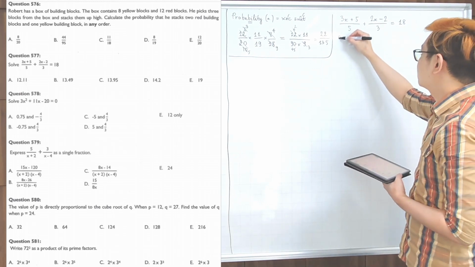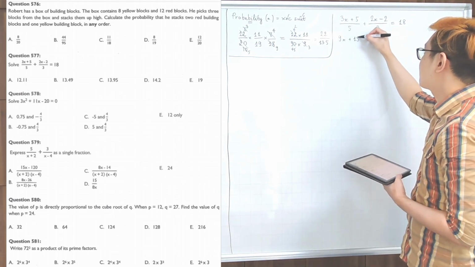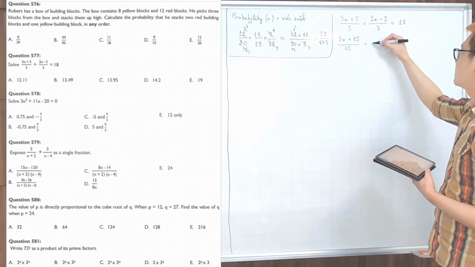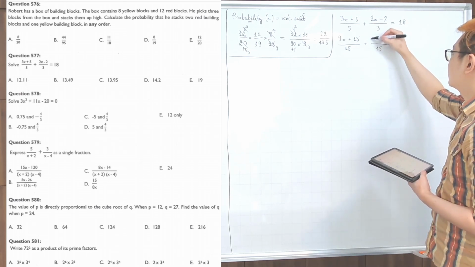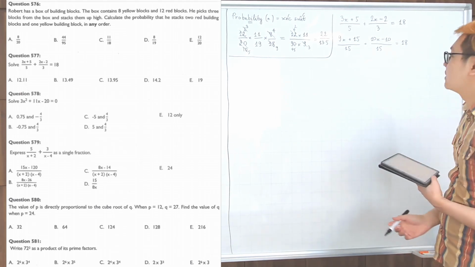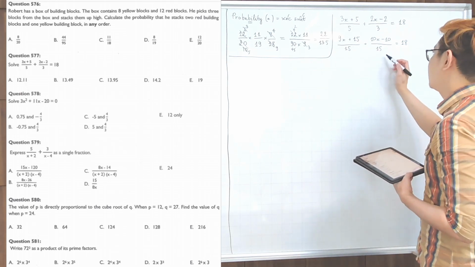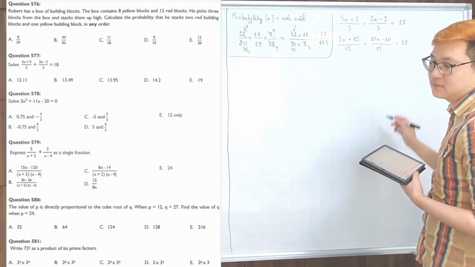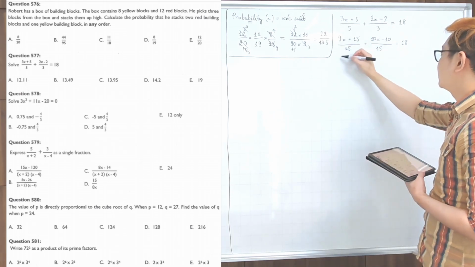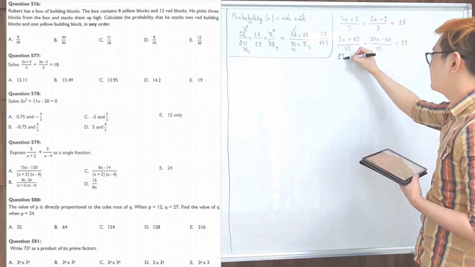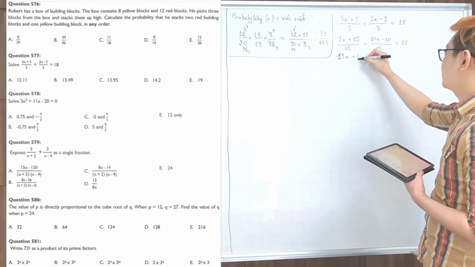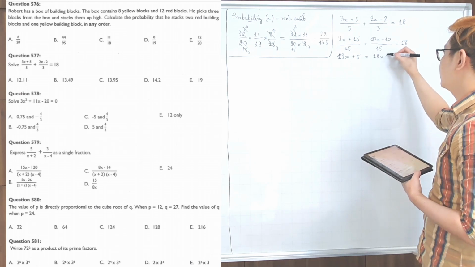So times 3, so 9x plus 15. Plus this is times 5, so you have 10x minus 10 equal to 18, right? And then what else? Because they have the same 15 here, you can take them together. And then you have 9x plus 10x is 19x. 15 minus 10 is plus 5, equal to 18 times 15, right?